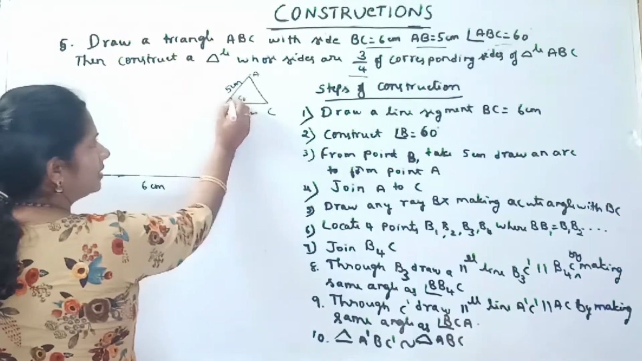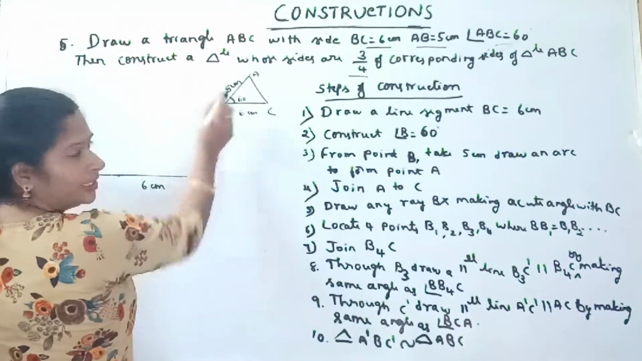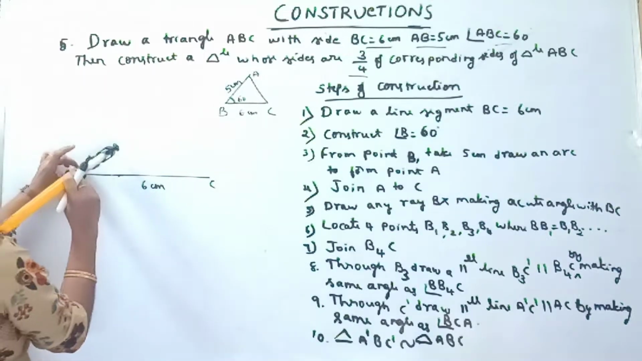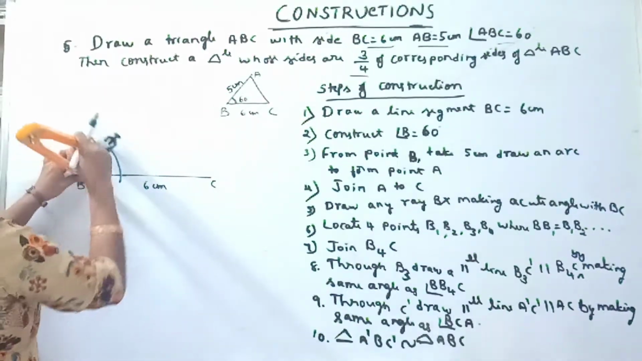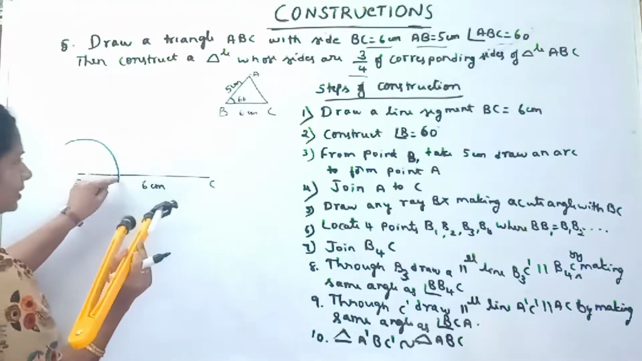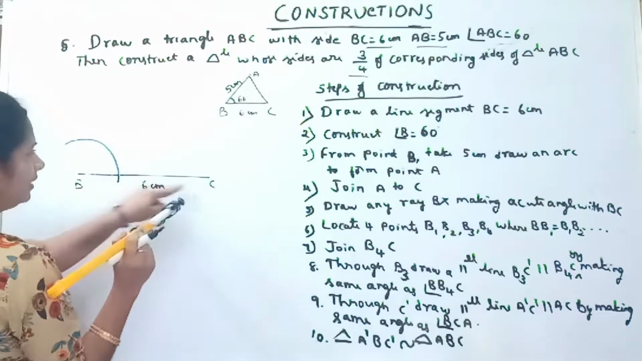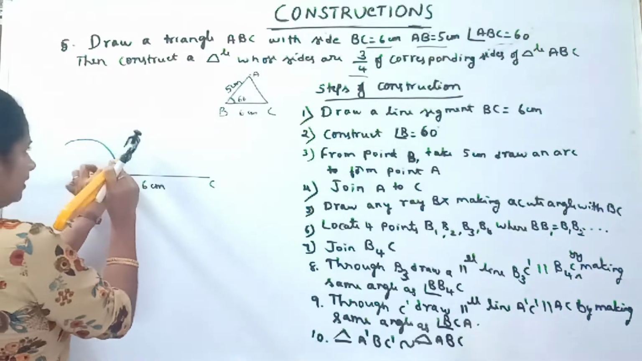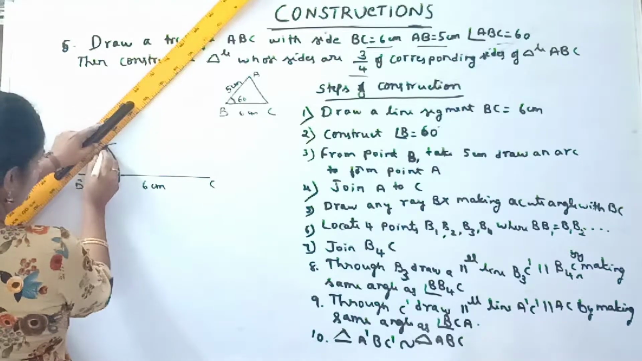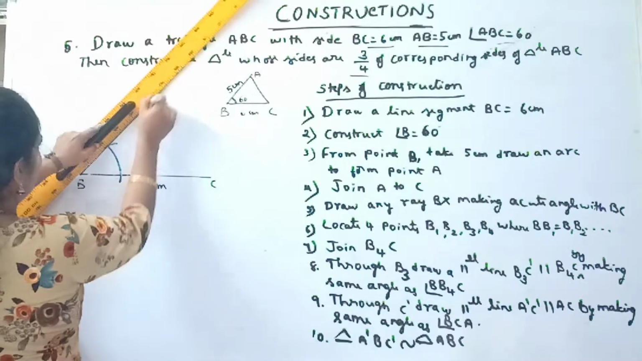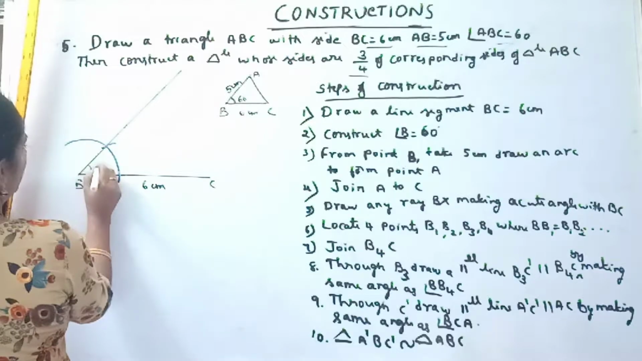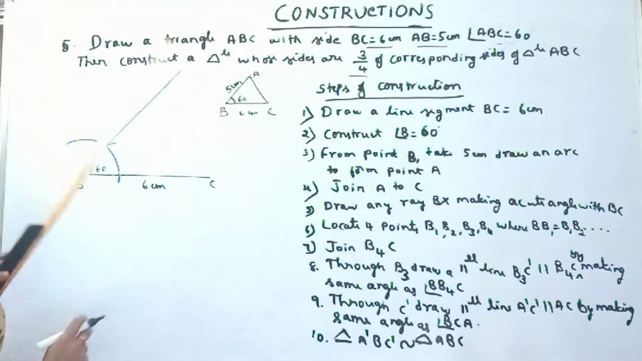Now we have to construct angle 60 degrees at B. How to construct the angle? Take compass, keep your compass on B and draw one arc like this. Then keep your compass on that arc where it intersects BC and draw one arc like this. Join B with that point and extend the line segment. Now if you measure angle B, you will get 60 degrees.